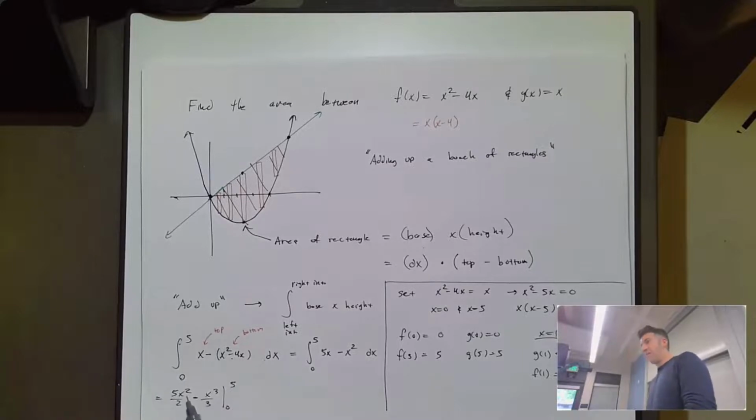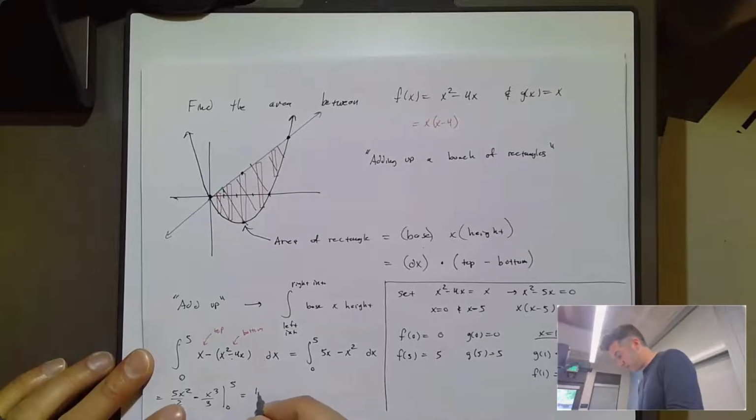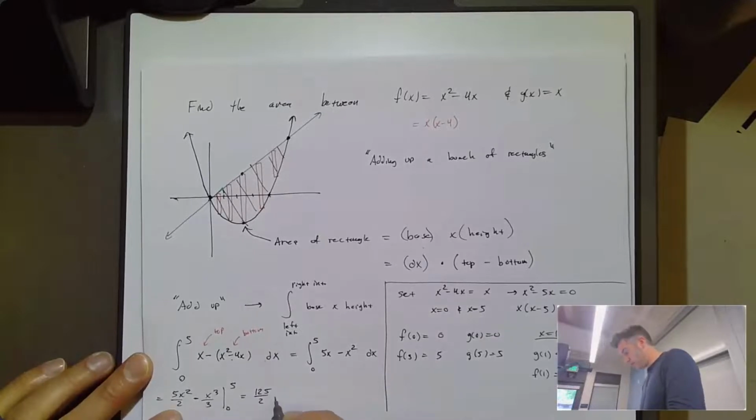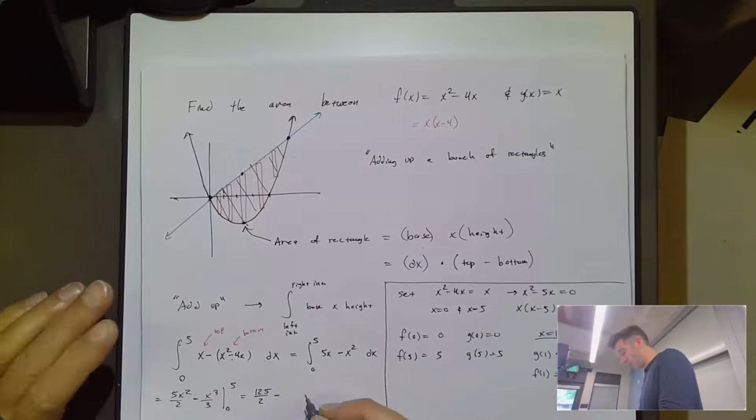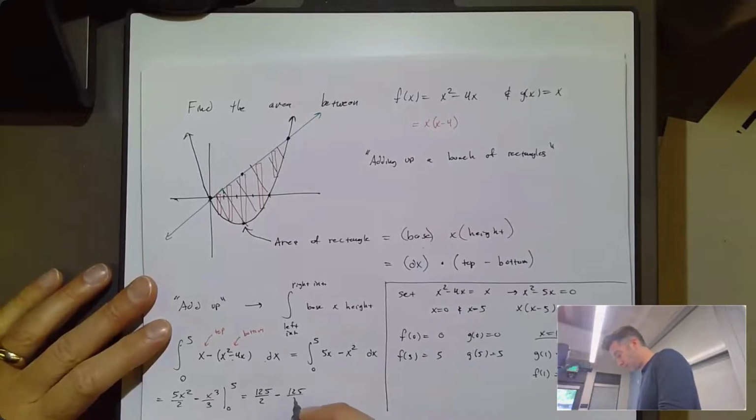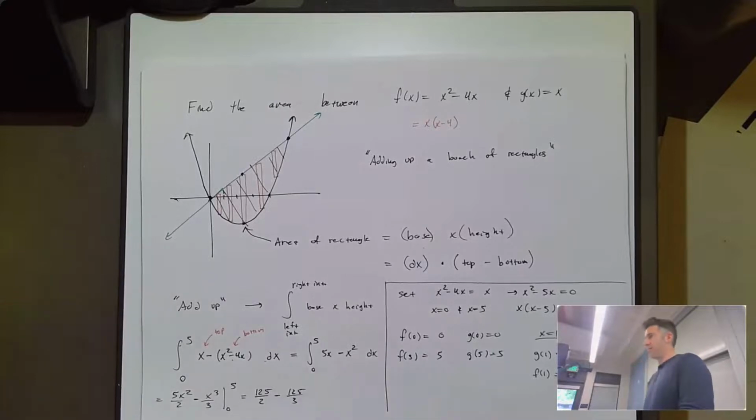When I plug in 5, I'm going to get 5 times 5 squared, which is 125 over 2, minus 5 cubed, which is also 125, over 3. And then I plug in 0, I get minus a 0 minus 0.